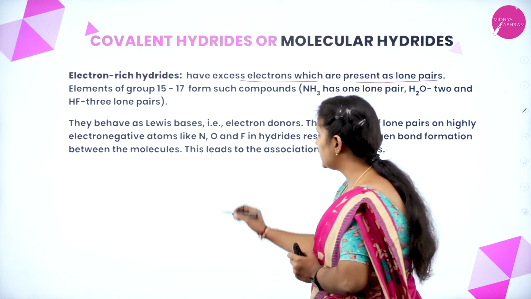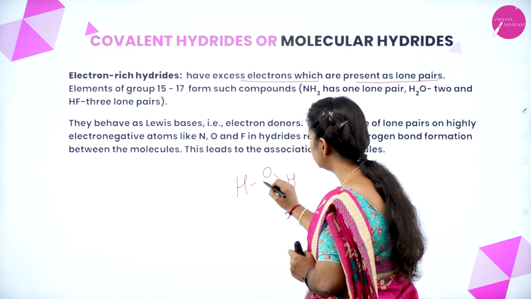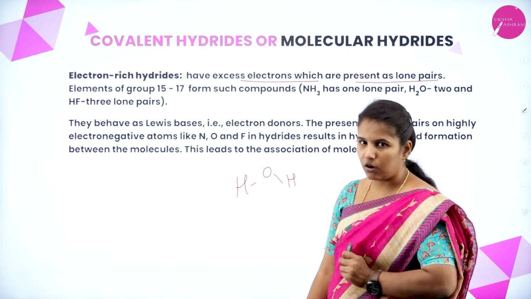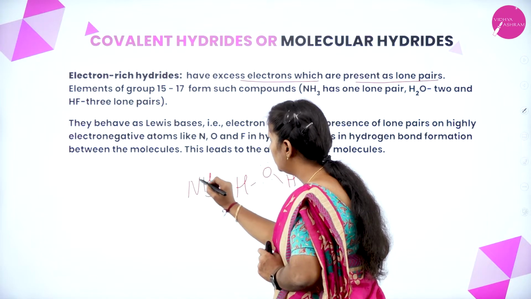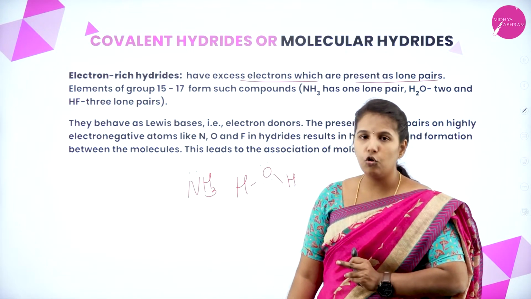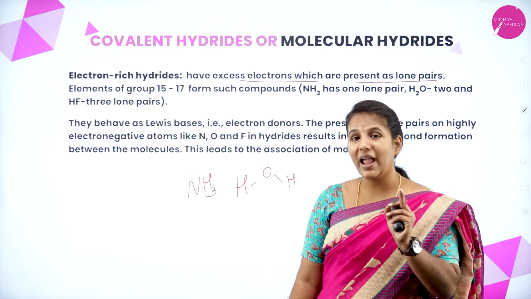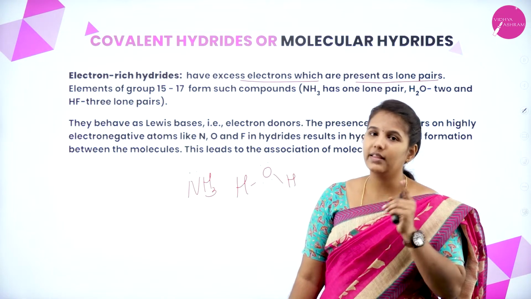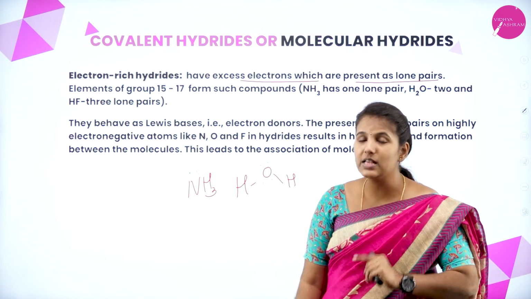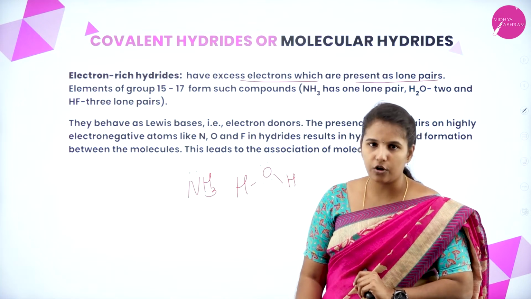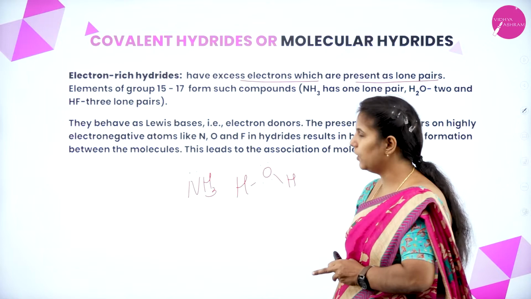For example, in a water molecule, oxygen has 2 lone pairs of electrons. Similarly, in ammonia, nitrogen has 1 lone pair of electrons. So these are the excess electrons in that particular atom. Hence such electrons are known as lone pairs of electrons. Examples are ammonia as well as the water molecule.